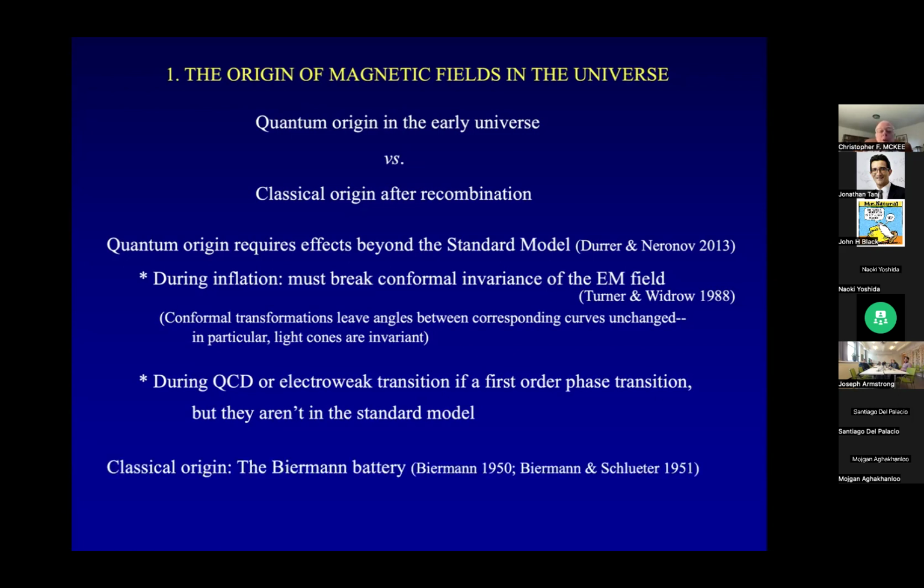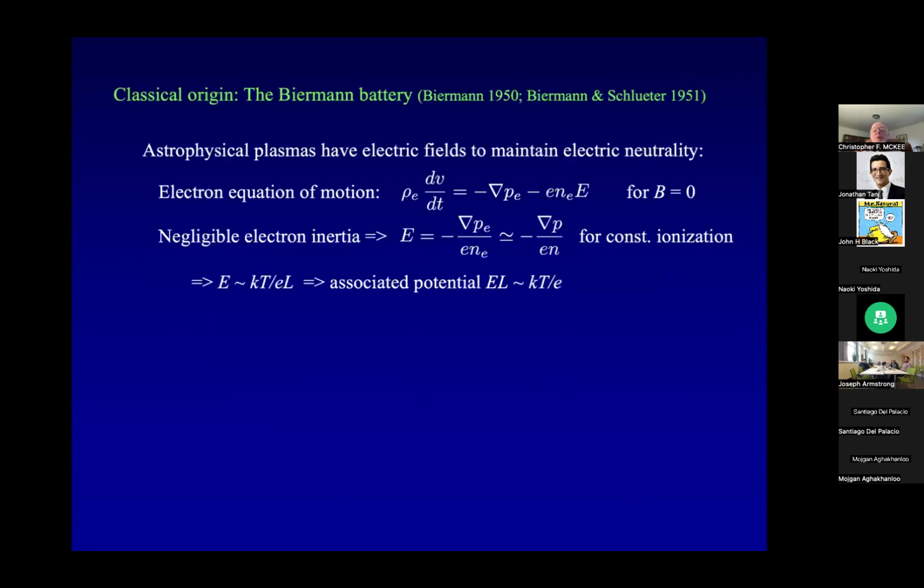Okay, the classical origin I'm going to talk about is the Biermann battery. So let's discuss that. This was proposed by Biermann in 1950, and then he wrote a paper with Schlüter a year later in 1951. So normally we think that astrophysical plasmas have no electric fields, but that's actually not true. They do have electric fields in order to maintain electric neutrality. So I've written down the electron equation of motion for the case where there's no magnetic field, and also no radiative forces. So we just have the pressure gradient in the electrons and the electric field acting on the electrons.